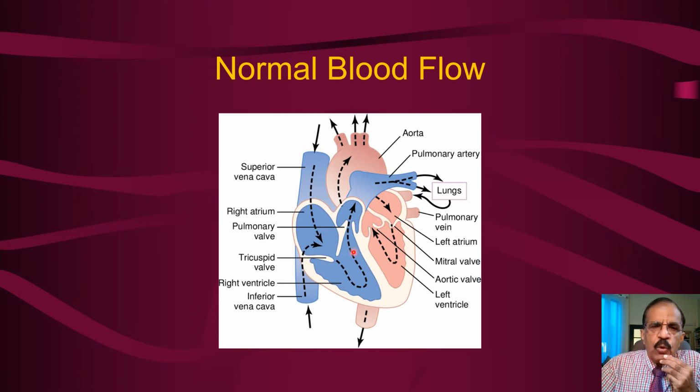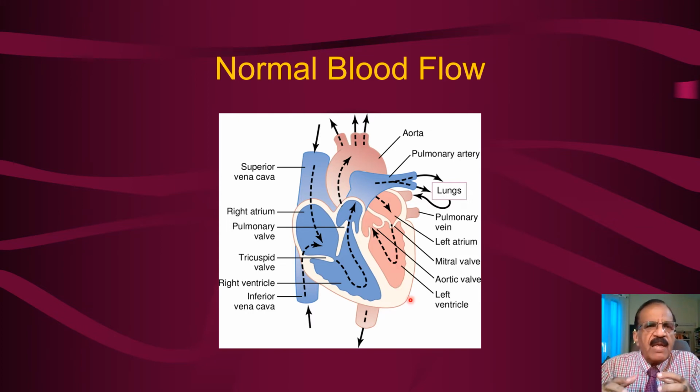But if it goes back, for example, if the blood goes back from the right ventricle to the right atrium, it would be called regurgitation, incompetence, because the valve doesn't close. And if the blood goes back from the pulmonary artery back to the right ventricle, it will be again regurgitation. From the left ventricle back to the left atrium, regurgitation. From the aorta back to the left ventricle, regurgitation.